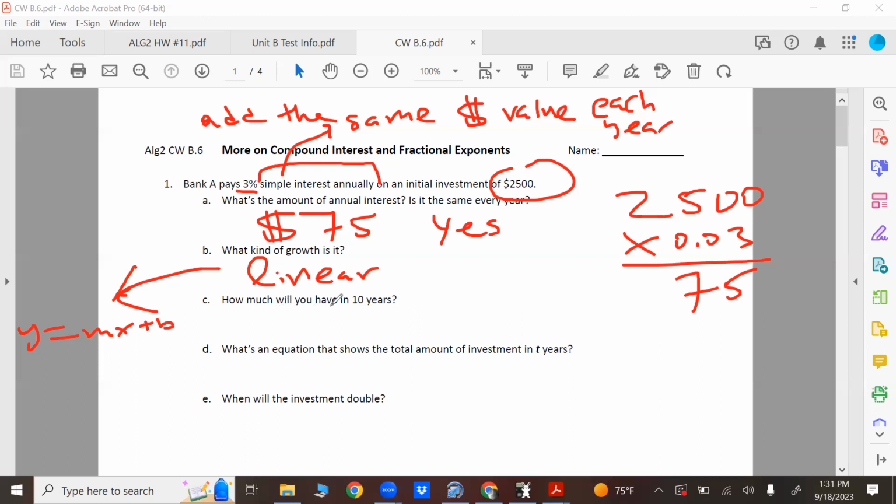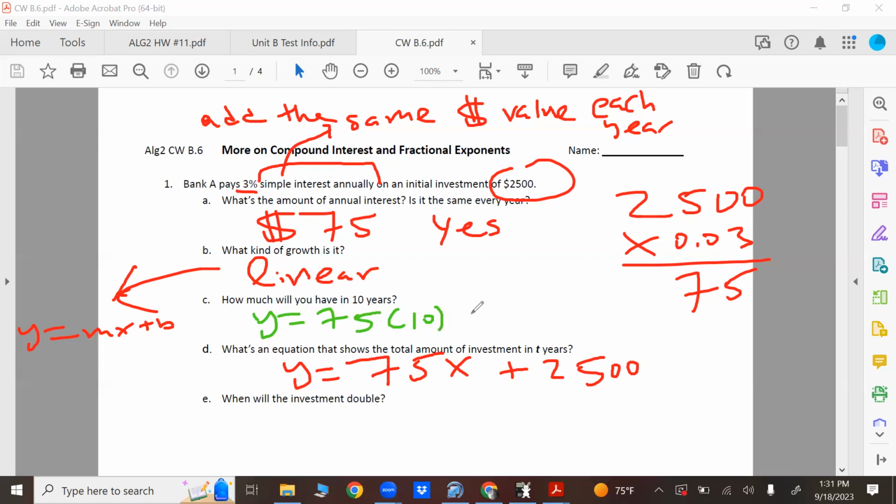So how much do we have in 10 years? Well, let's make the equation first. What would be my slope for this equation if I'm adding the same value every year? And what's the y-intercept? Real easy, right? And how much money do you have after 10 years? Y equals 75 times 10 plus 2,500. You should get 3,250 if I'm not mistaken.